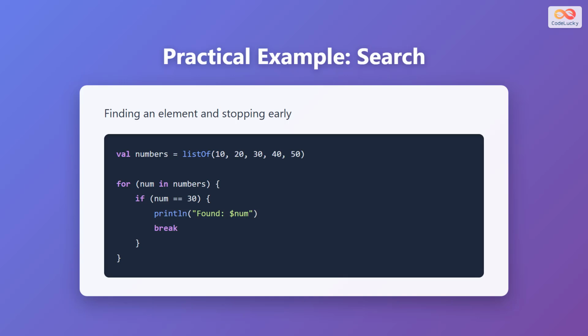Let's see a practical use case for break. Suppose you have a list of numbers and want to search for a specific value. Here, we're looking for the number 30. As soon as we find it, we print "found 30" and use break to exit the loop. There's no point continuing to search once you've found what you need, so break makes your code more efficient.